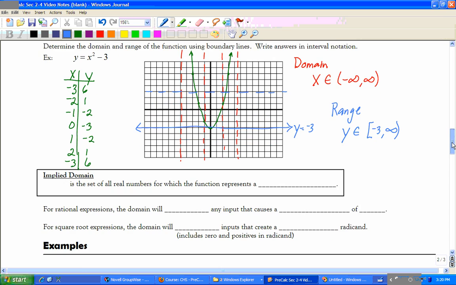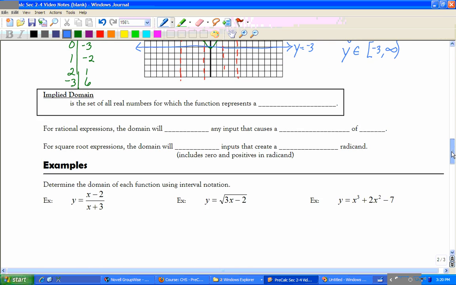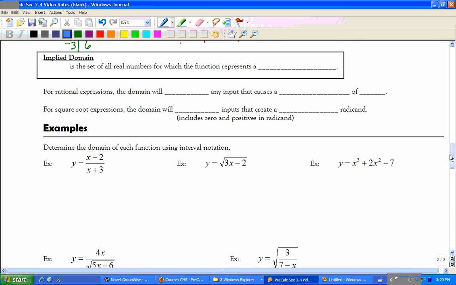Now, when you don't have a graph, we have equations that have an implied domain. So an implied domain is a set of all real numbers for which the function represents a real number.